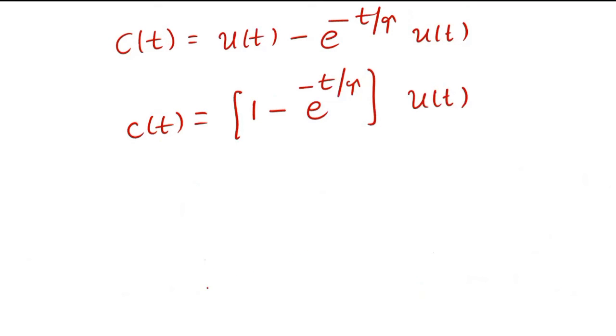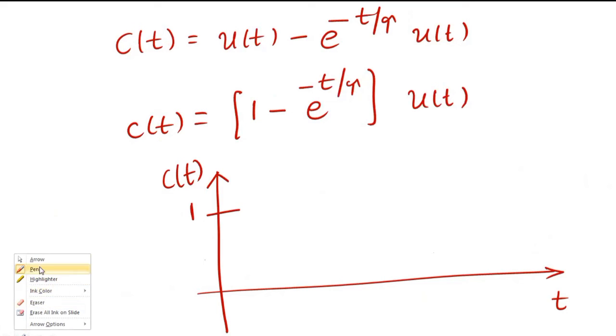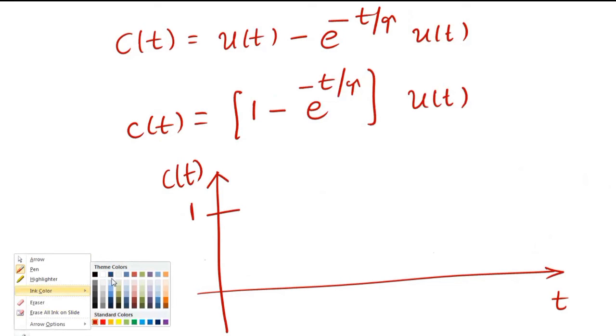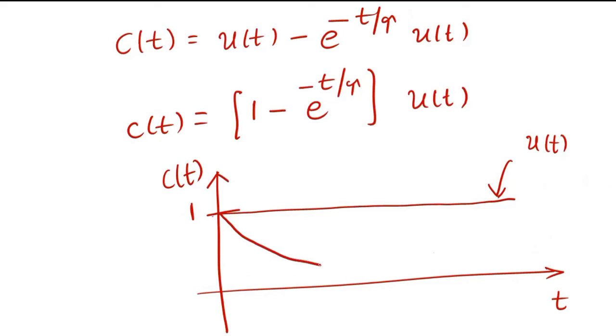So this response can be represented as a plot. This is the time axis. This is the vertical axis, the y-axis. On the y-axis I am taking C of t. This is 1. I represent this with the help of two factors. One factor is u of t, and the second factor is e power minus t by tau into u of t. The resultant is the difference of these two factors.